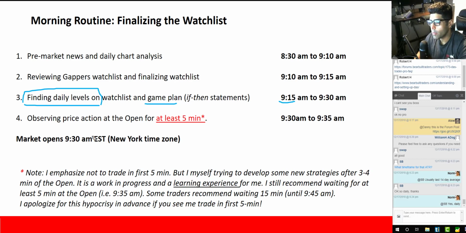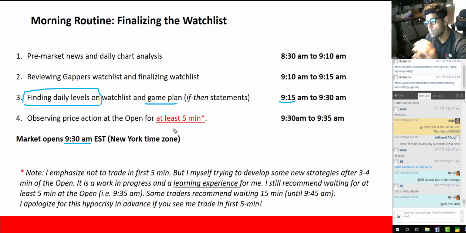And remember, market opens at 9:30 on the Eastern time zone. I personally recommend wait for 5 minutes. Sometimes I start trading in the first 5. In the last few months, I started trading in the first 5 minutes, usually after 3 to 4 minutes, and I'm practicing a new strategy for myself. So you might come and say, "Oh, this is hypocrisy. You tell us wait for 5 minutes, and then you trade after minute 3 or 4." But this is something that I'm actually trying to adjust to the new market condition.